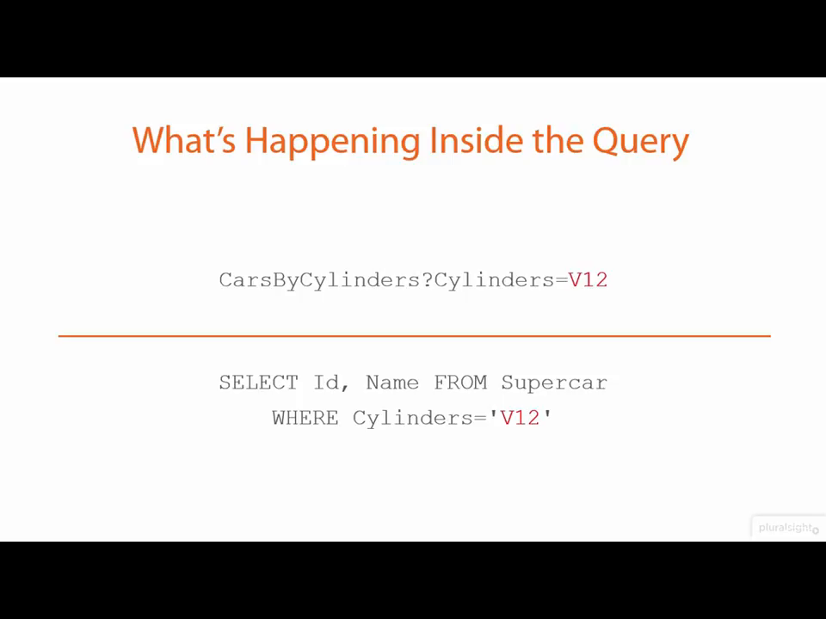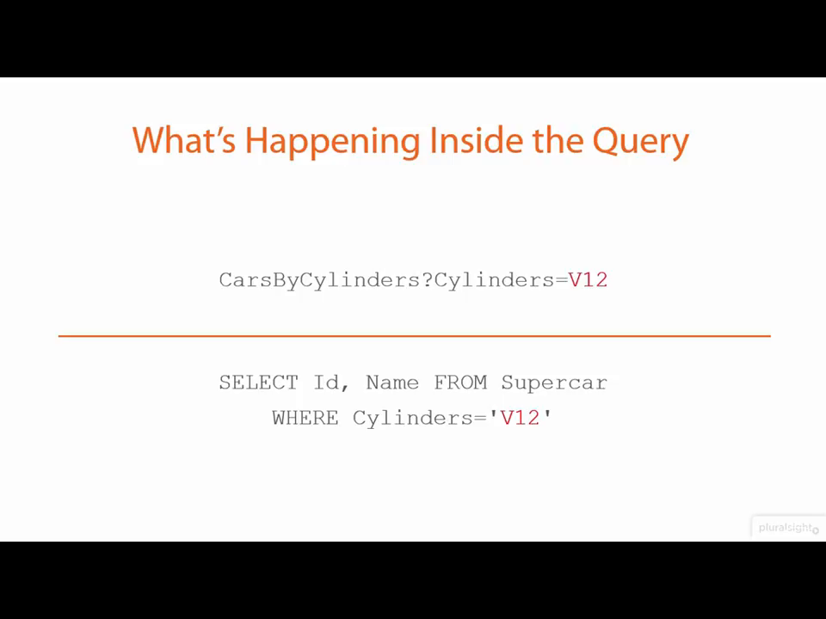The real key thing here is again the text in red. So this where clause, where we expect the cylinders to be V12. Now you'll notice that V12 here is encapsulated in quotes. It's a string, and that is a specific data type within SQL Server. In the URL, everything is a string. It may then be typecast to an integer or a date or something like that, but in this case, it's been passed through to the database as a string.